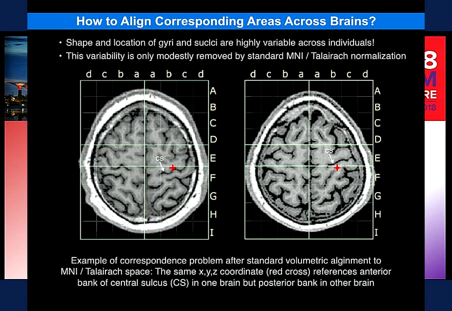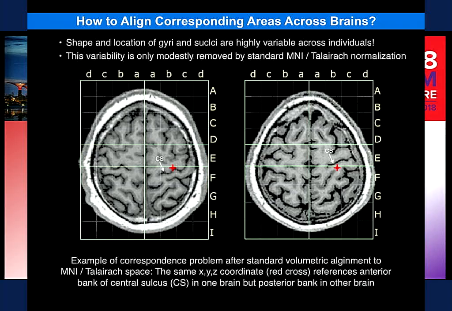The cortical alignment has the advantage of more explicitly bringing corresponding sulci and gyri into a matched space. For example, here we see that if we use a standard volumetric alignment, in Talairach space in this example, then the same coordinate, this red cross in two different brains, is in the anterior bank of the central sulcus in one brain, and in the posterior bank in the other. So although it's the same coordinate, it references different regions at the macroanatomical level in the two brains.